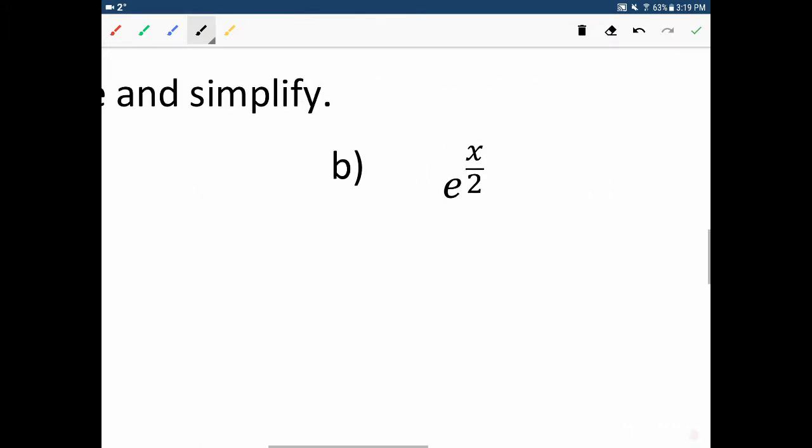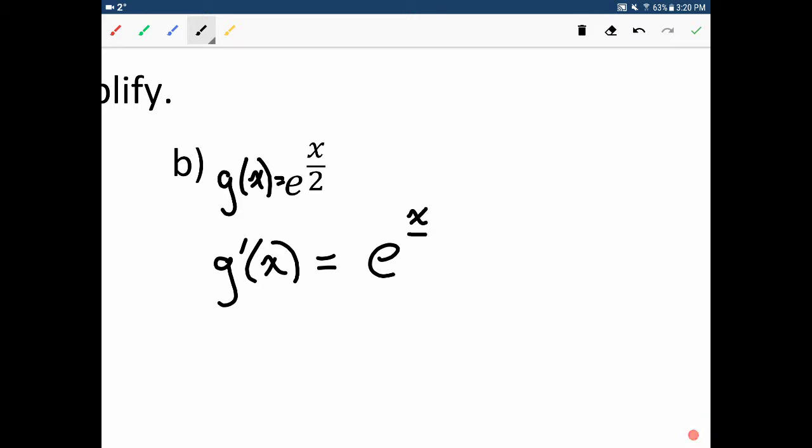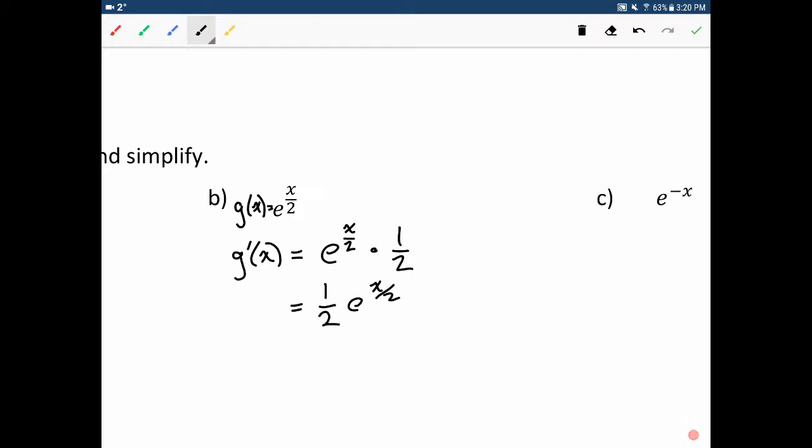We can use the chain rule as well. If we have this one, for fun, I'll call it g of x. We take the derivative with respect to x over 2, which is just e to the power of x over 2. But then we're going to multiply by the derivative of x over 2, which is 1/2. We can simplify that; you wouldn't necessarily have to, it would depend on the context. So it's just 1/2 of the exact same function.